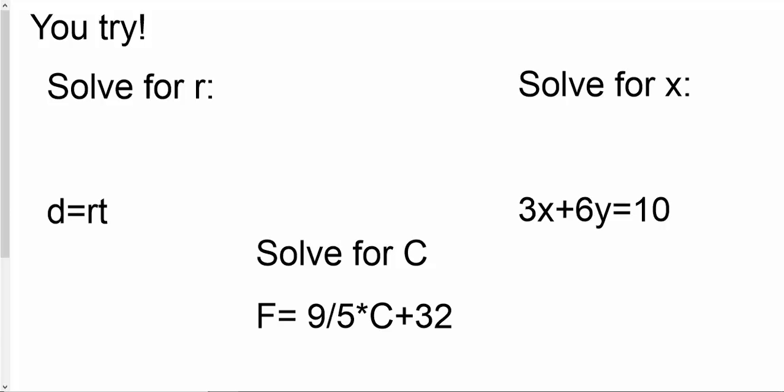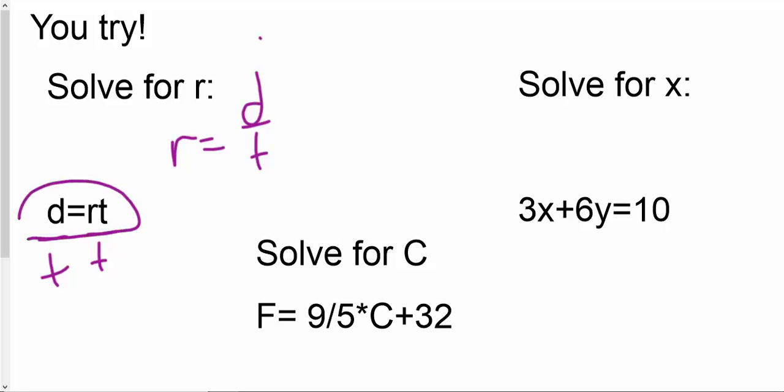All right, so for this first one, we're just solving for r. We just need to get r by itself, and it's currently being multiplied by t. So we're going to divide both sides by t. So that way we can get the t over t to reduce down to 1. This gives me rate is equal to distance over time, or r equals d over t. This is a famous equation that we're going to use a lot as well.